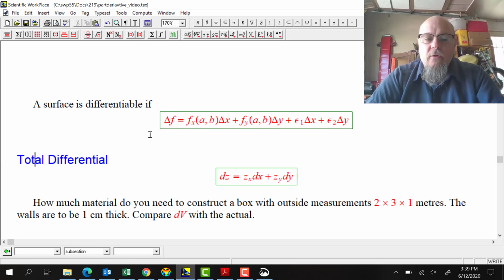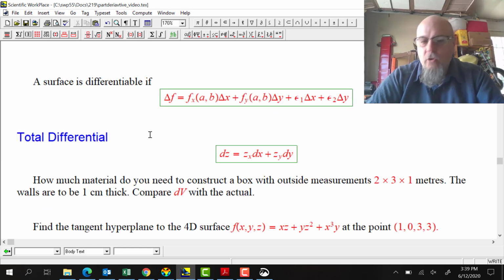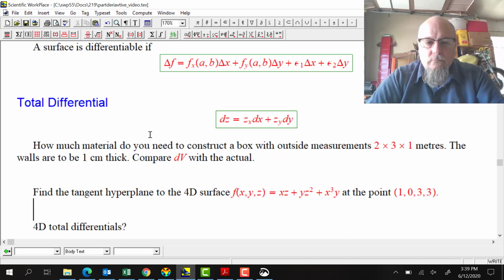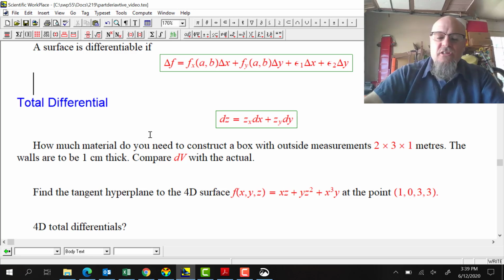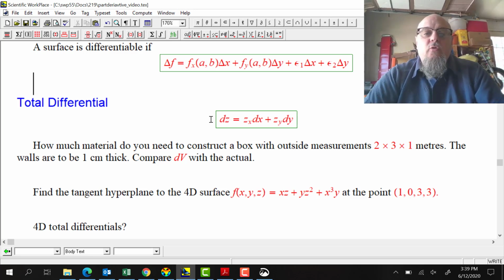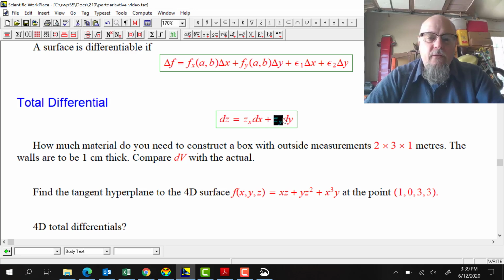Okay, another idea is called a total differential. And this is kind of an old-fashioned idea. But again, it's the equation of the tangent plane. The change in z, which is approximately z minus z naught, is equal to the derivative with respect to x times the change in x, plus the derivative with respect to y times the change in y.